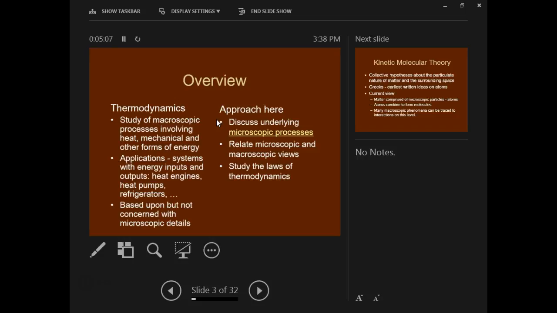Dynamic? Like operation. Okay. Things are happening. Static would be stationary. Dynamic would be moving, changing. Static would be not.